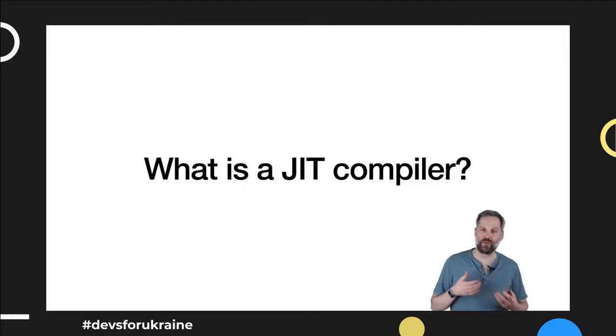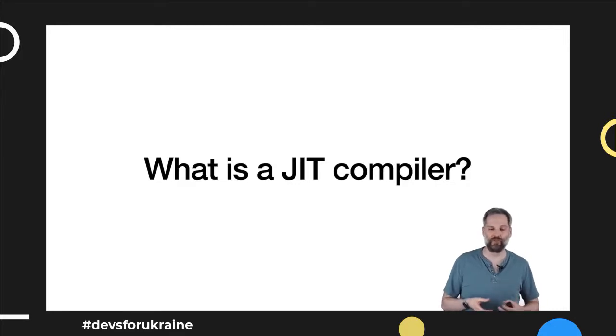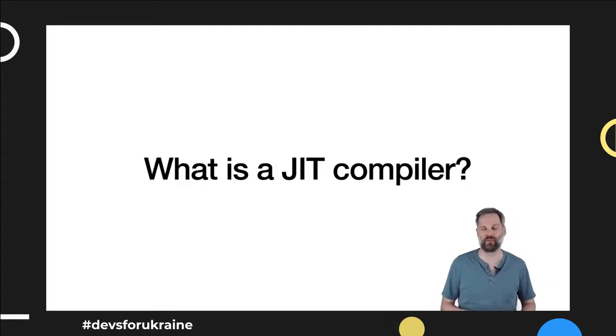What is a JIT compiler? I think that's a basic question that people wonder, and the answer is quite simple. A JIT compiler is something that can assemble machine code and execute it at runtime, and that's pretty much it. If it can put together machine code at runtime, it is a JIT compiler.